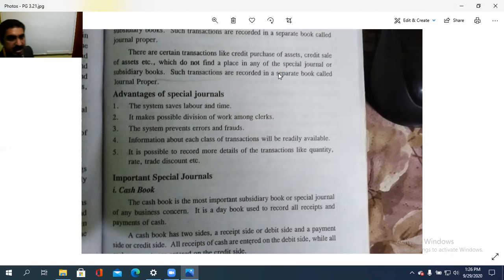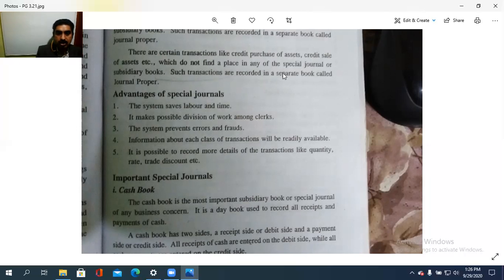And then information about each class of transaction will be readily available also. So information about each class of transaction, ഓരോ class of transaction will be readily available. Means cash journal, so cash day book, isn't it? Or cash book. Then sales day book, purchases day book. അങ്ങനെ തരംതിരിച്ചിരിക്കുന്നു.